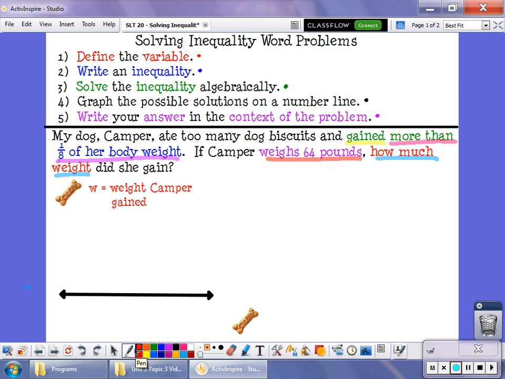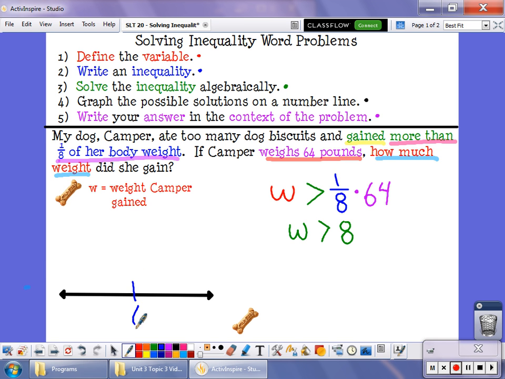Now when it comes to writing my inequality, I know, according to my question, that she gained, so the weight she gained is more than, so I'm going to put a greater than symbol there, 1/8 of her body weight. So 1/8 of her body weight, and we're told in the question that her body weight is 64 pounds. So if I want to solve this inequality, what I need to do is figure out what 1/8 of 64 is. Well, 1/8 of 64 is like saying 64 divided by 8, which gives me 8. That means W, the weight Camper gained, is more than 8 pounds.